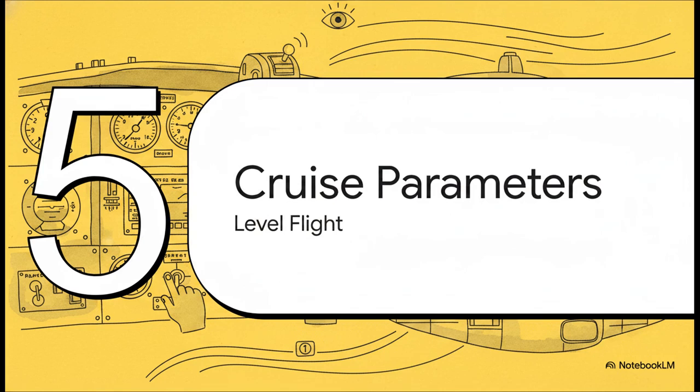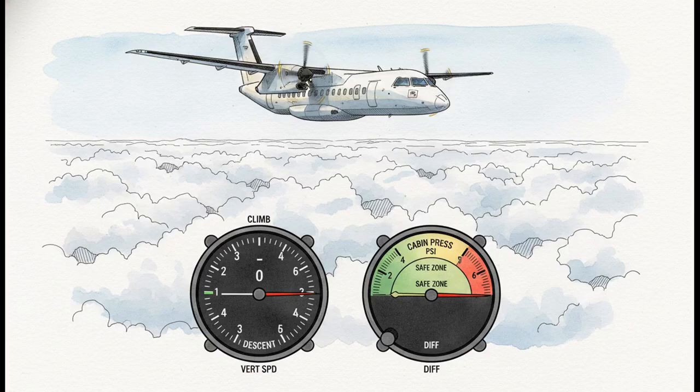All right, Section 5. Cruise parameters. Level flight. Once you've finally hit your cruising altitude, you get a bit of a breather. The workload shifts from actively jabbing switches to diligent monitoring. Things stabilize. You'll still use the man-diff switch for tiny tweaks, toggling INCR or DECR as needed. But your main target here is stability.